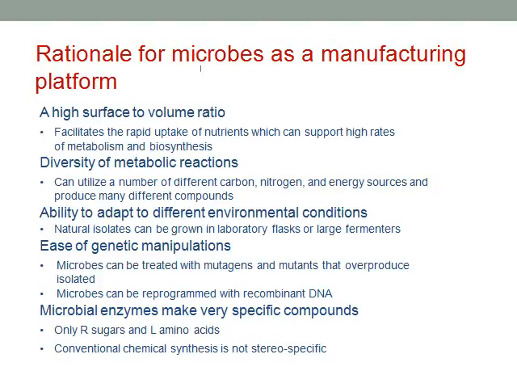The ease of genetic manipulations. Microbes can be treated with mutagens, and mutants which overproduce your product can then be isolated. Microbes can be reprogrammed with recombinant DNA. Microbial enzymes make very specific compounds, such as only producing R sugars or L amino acids. Conventional chemical synthesis is not as specific.